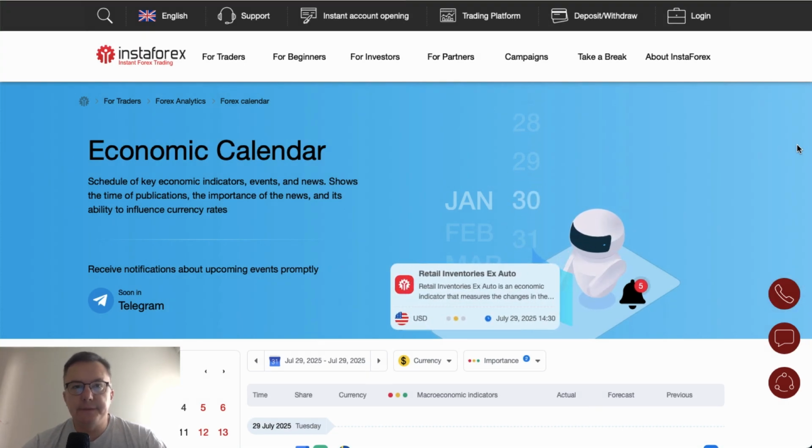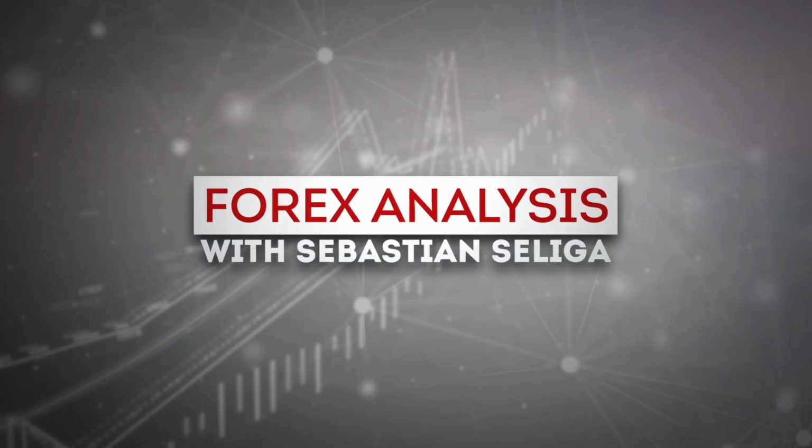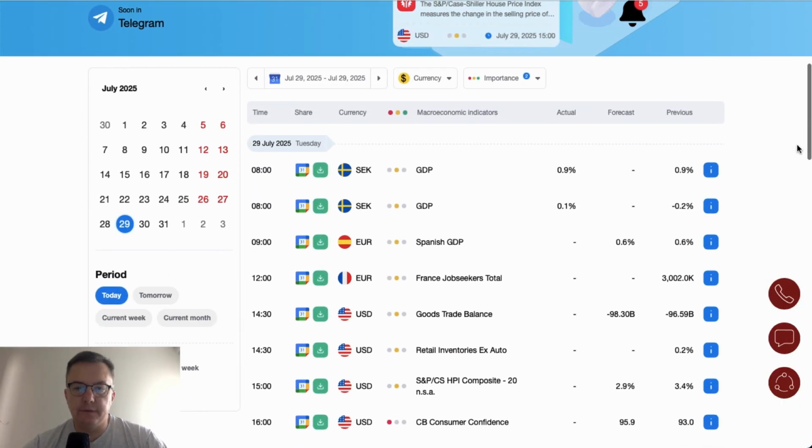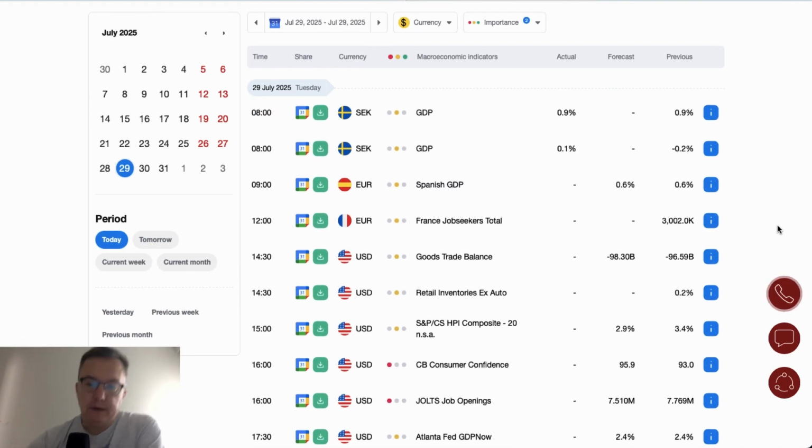Today is Tuesday, July 29th, 2025. Let's take a look at what we have in the Forex economic calendar for today. As you can see, overnight data were quite light, so there is almost nothing there. But we are still having some data during the London session, but they are still not that important.